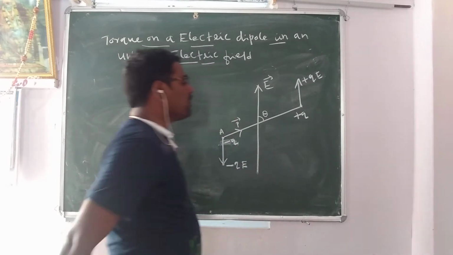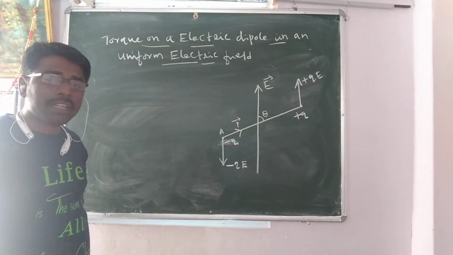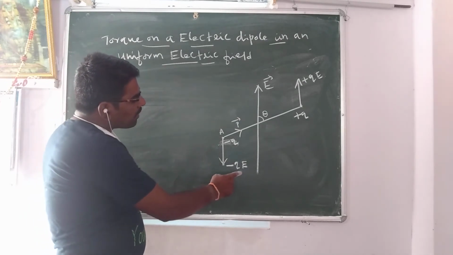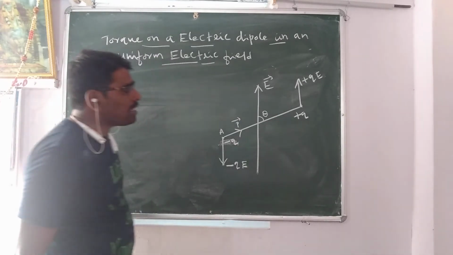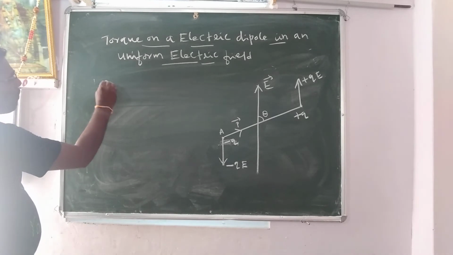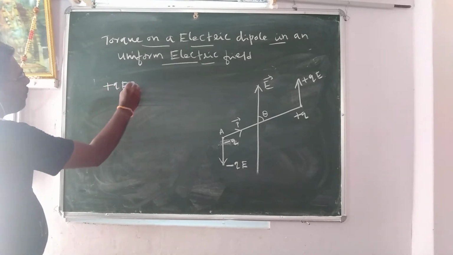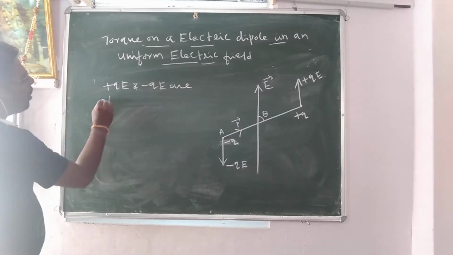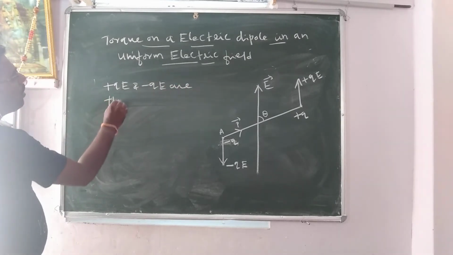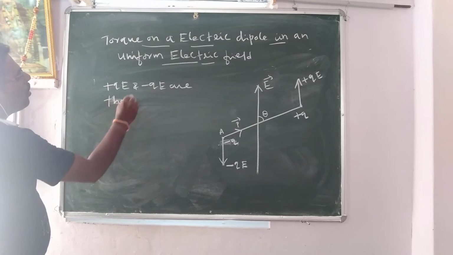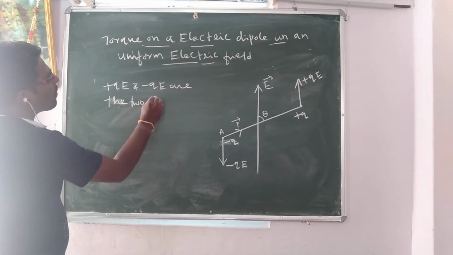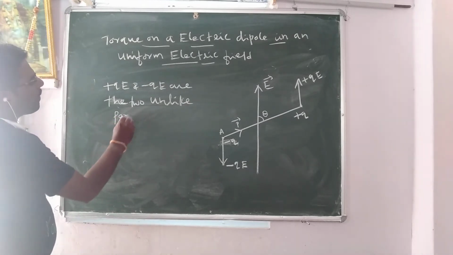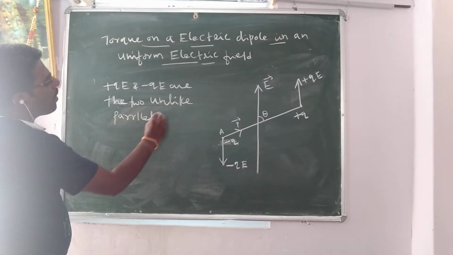For example, when a charge is placed in an external electric field, it experiences a force. The force on the negative charge is minus QE. The force on the positive charge is plus QE. What are these forces? Plus QE and minus QE are two unlike parallel forces.